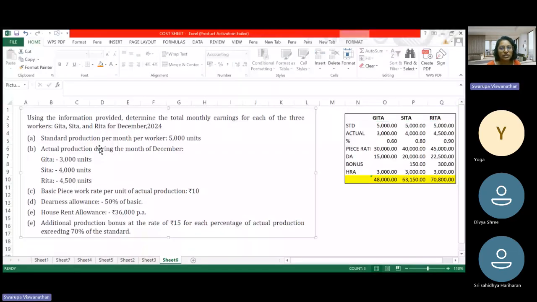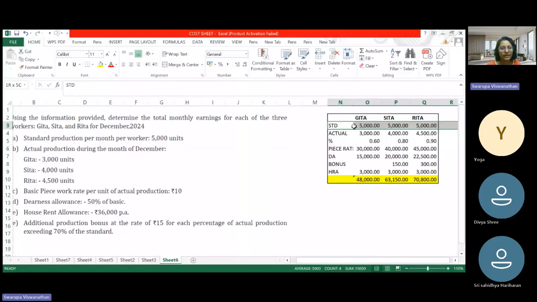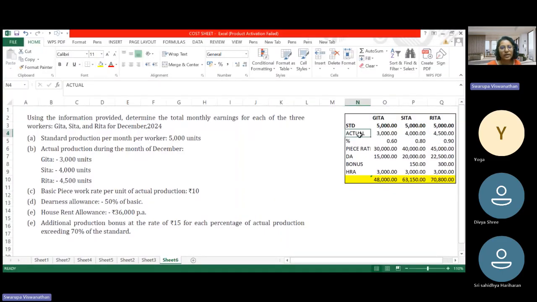Standard production is 5,000 units. So I have factored in the standard production of 5,000 units. Actual production is given as 3,000, 4,000 and 4,500. So whenever the actual production and standard production are given and you are asked to calculate the labor cost, there is a good probability you need to calculate the efficiency. So I have calculated the percentage of efficiency also, which is actual by standard. So there is 60% efficiency for Geeta, 80% efficiency for Sita and 90% efficiency for Rita, which is 4,500 by 5,000.